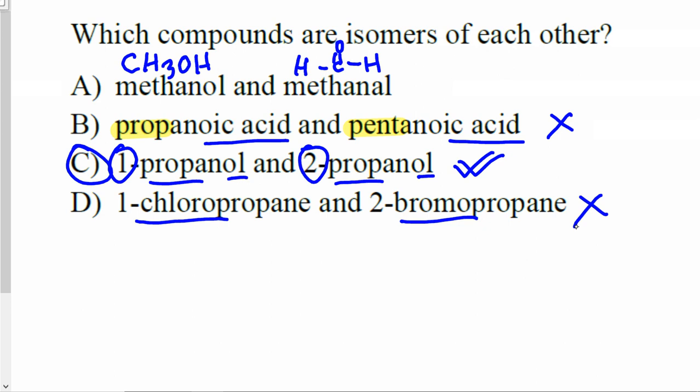This is it for isomers. In our next video, we're going to talk about organic reactions.